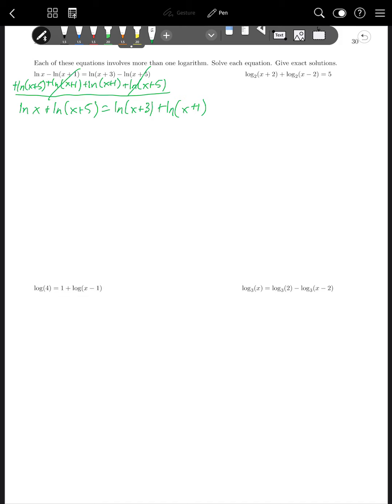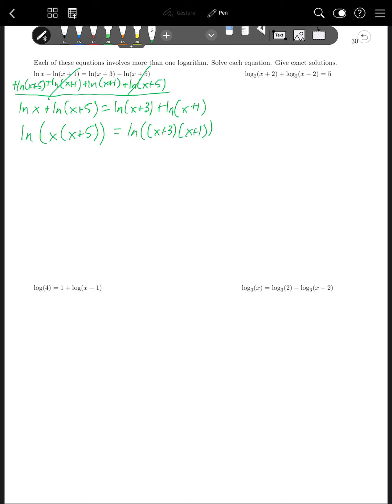And the reason I did that is so now all my logarithms are positive. So that means that when I combine these, I'm going to multiply instead of divide. And division's just a little annoying. So this would be the natural log of x times x plus 5 equals the natural log of x plus 3 times x plus 1. And now we can use the one-to-one property of logarithms to get rid of the logs. And we'll do a little bit of multiplication to multiply these out. So we'll get x squared plus 5x equals x squared plus 4x plus 3.